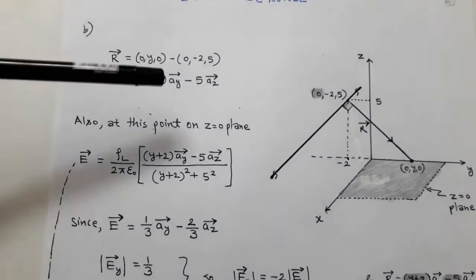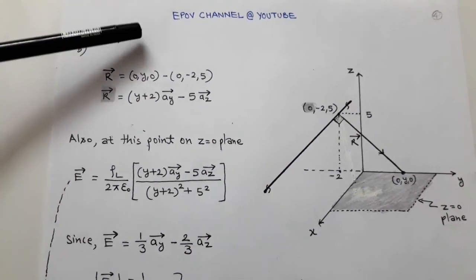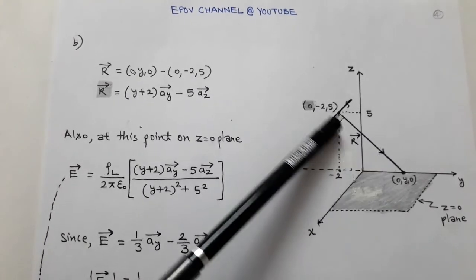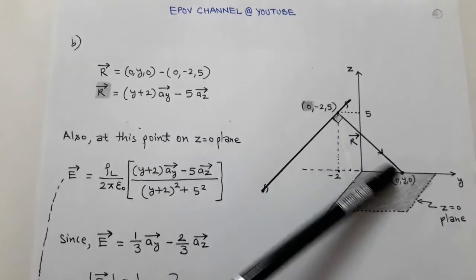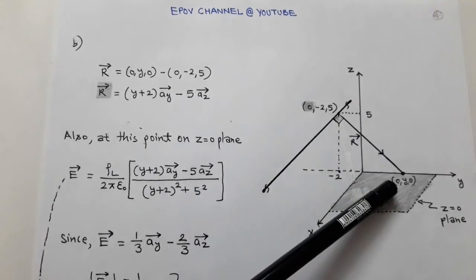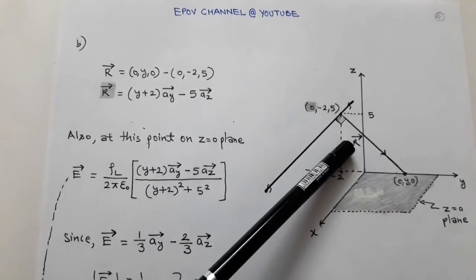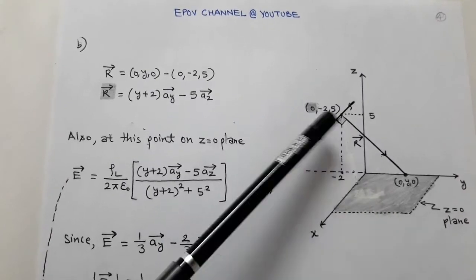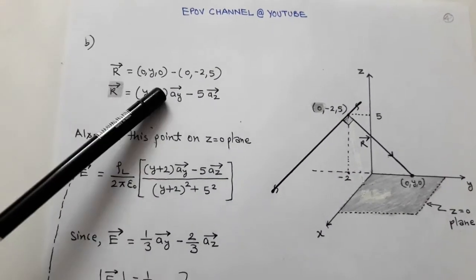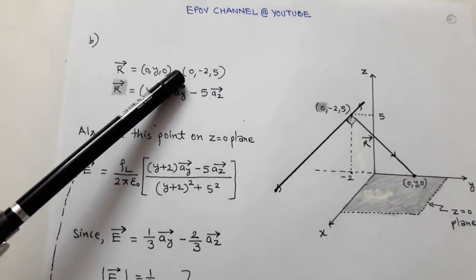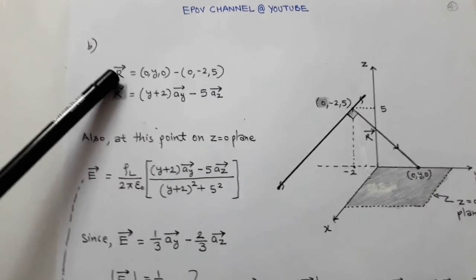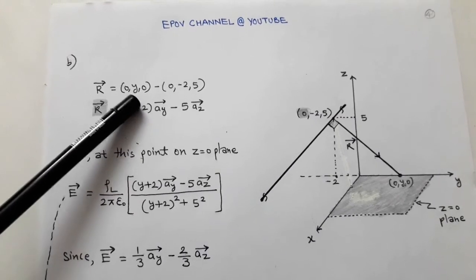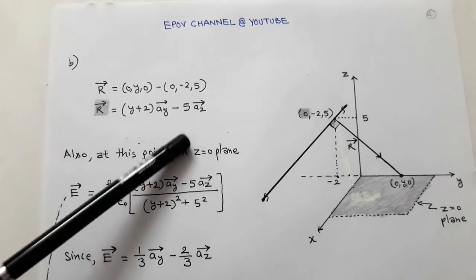After drawing a perpendicular from this assumed point onto the line, we determine the distance vector, that is final point minus initial point, that is 0, y, 0 minus 0, -2, 5. So our vector is y plus 2 unit vector y minus 5 unit vector z.